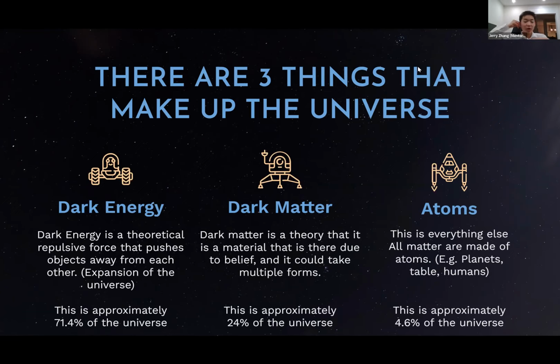So dark energy, at the bottom if you could see, is approximately 71.4% of the universe. So this is a large number. And then we have dark matter, which is 24% of the universe. And then there's atoms, which make up 4.6%.